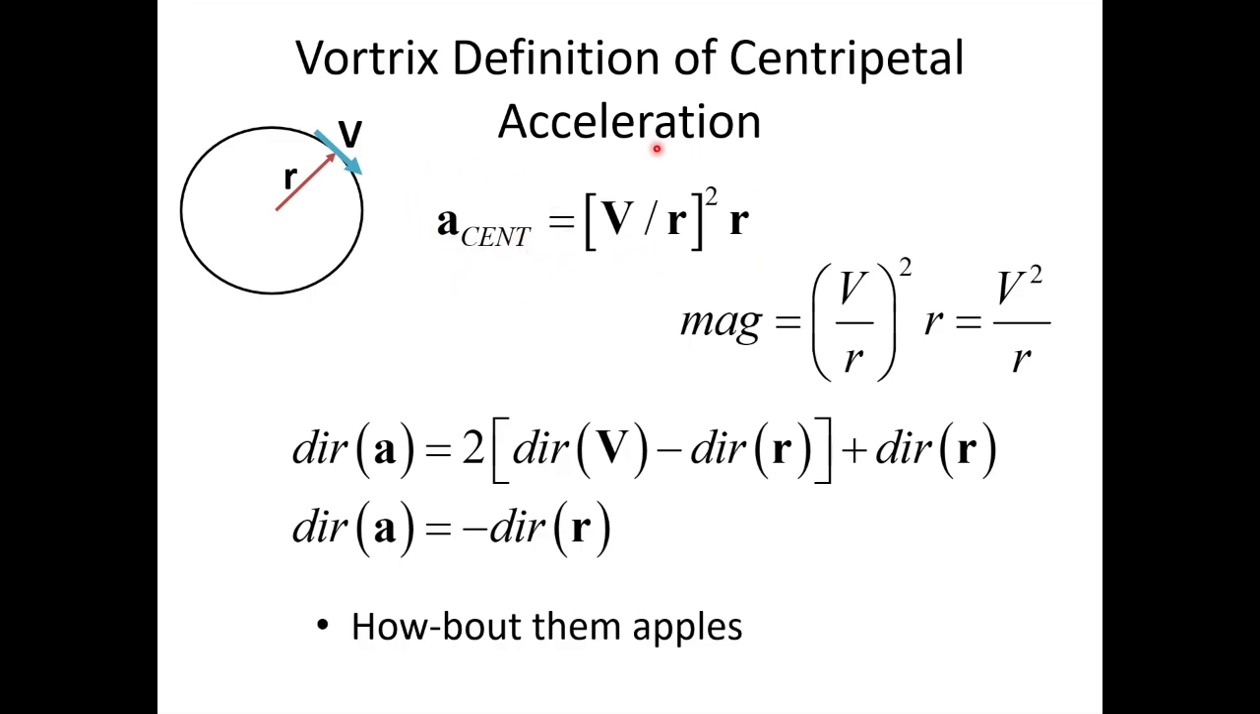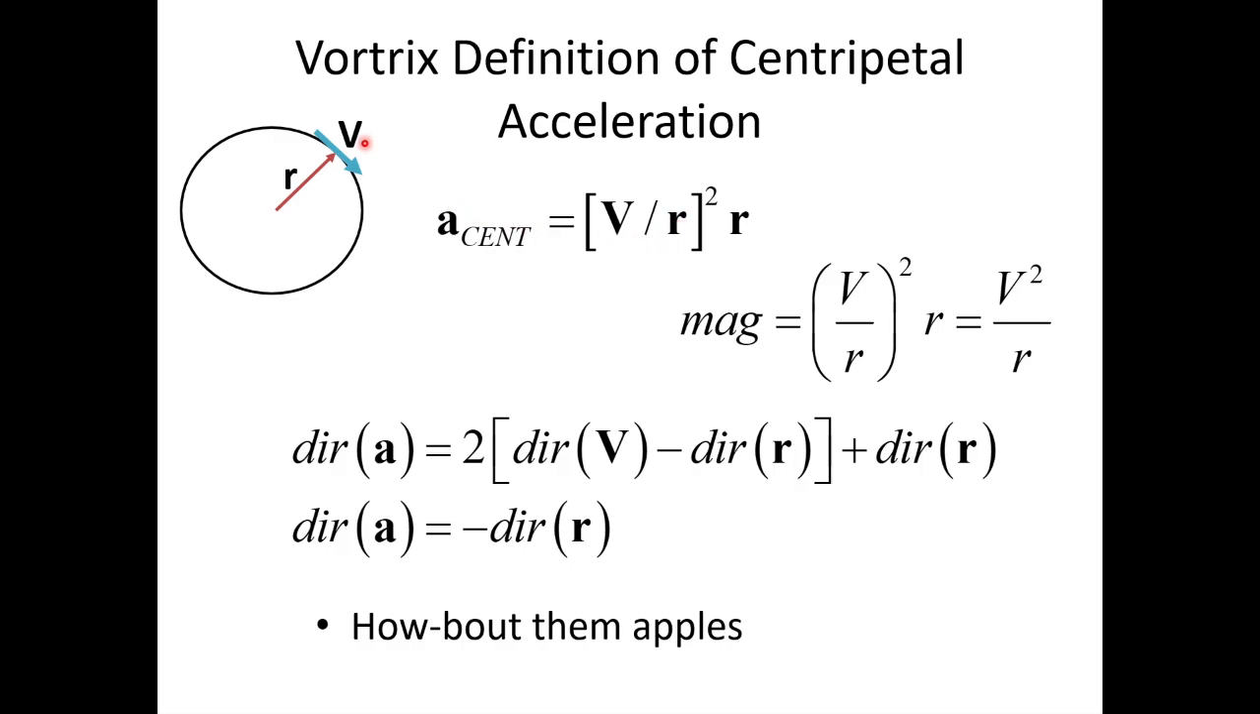For those not familiar with Vortrix algebra, the magnitude of this comes out to be the magnitude of the velocity squared over the radius squared, times the radius, which is v squared over r, the centripetal acceleration magnitude. For the direction, Vortrix algebra works very similar to complex algebra. You have one vector divided by the other, so basically it's the direction of this minus the direction of that. That's what you would do with complex numbers.